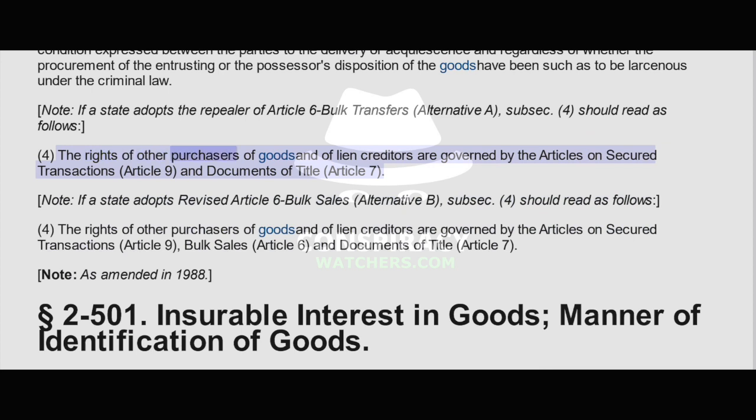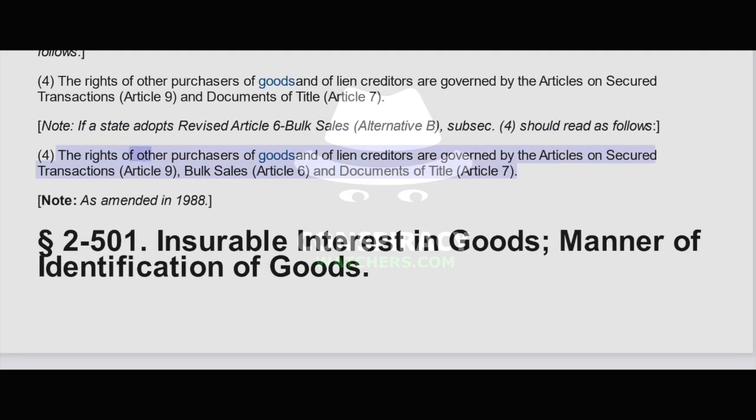The rights of other purchasers of goods and of lien creditors are governed by the Articles on Secured Transactions, Bulk Sales and Documents of Title.